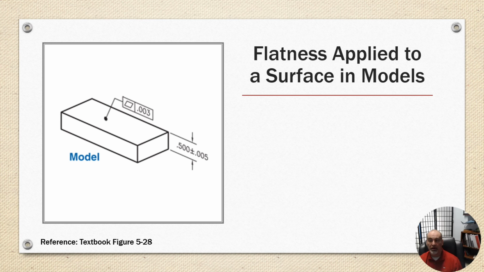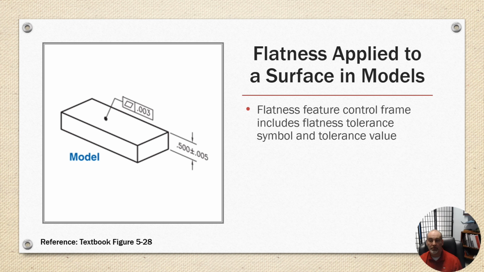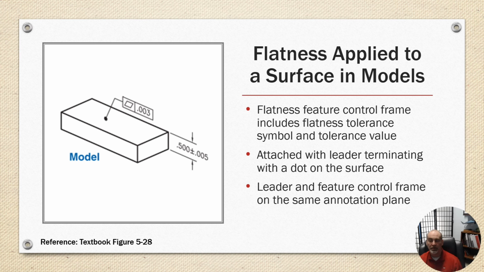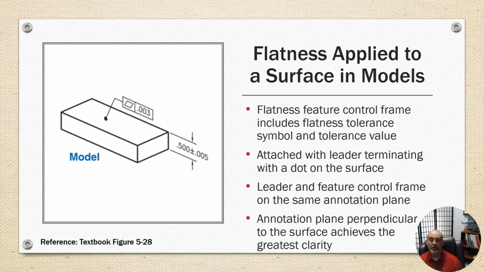Okay, flatness applied to a surface in a model. The flatness feature control frame includes the flatness tolerance symbol and tolerance value. As shown on the left, it's pointing at the surface. Leader and feature control frame on the same annotation plane, but the associated dimension for the thickness doesn't have to be on the same plane. An annotation plane perpendicular to the surface achieves the greatest clarity. Oh, and attach the leader terminating with a dot on the surface that you're denoting. I skipped that one, sorry about that.